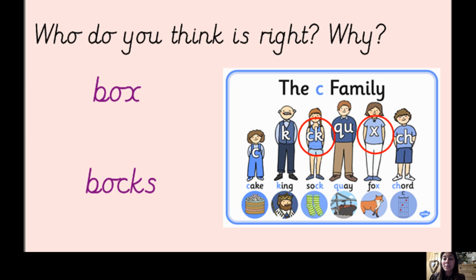Okay, the word box. Maybe you could see which one of these looks correct to you and talk about this one at home. Hopefully, you said that the top one looks correct.